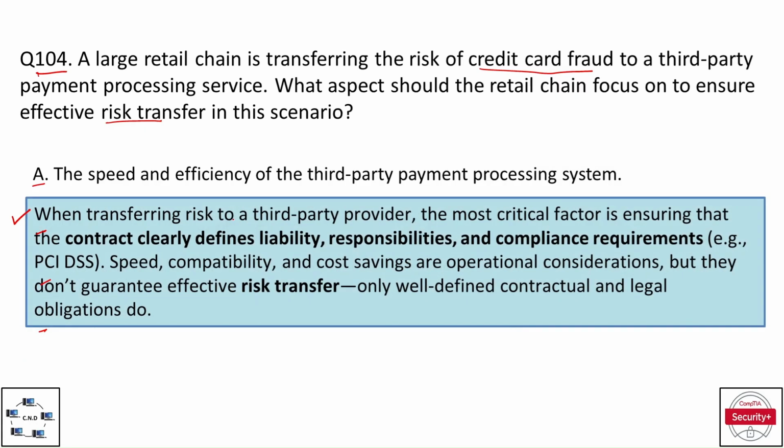So when transferring risk to a third-party provider, the most critical factor is ensuring that the contract clearly defines liability, responsibilities, and compliance requirements. For example, PCI DSS, that is Payment Card Industry Data Security Standard. So speed, compatibility, and cost savings are operational considerations, but they don't guarantee effective risk transfer. Only well-defined contractual and legal obligations do.